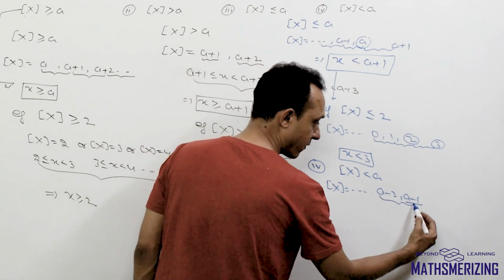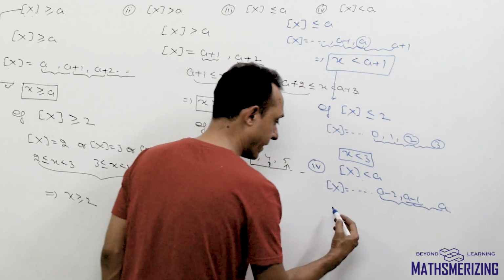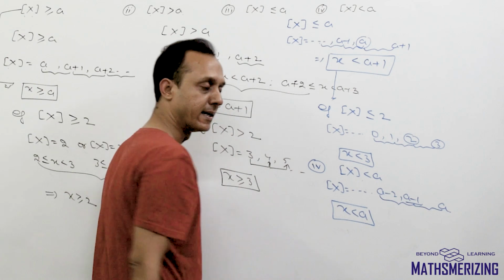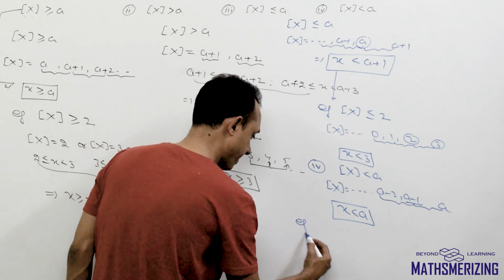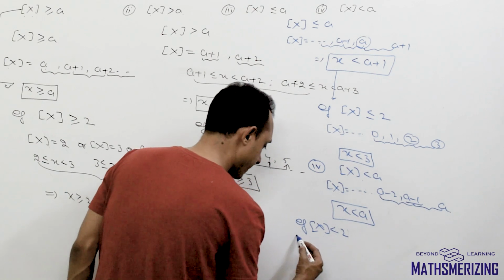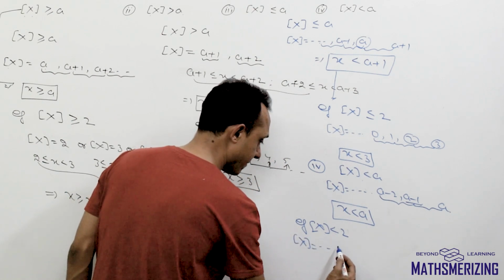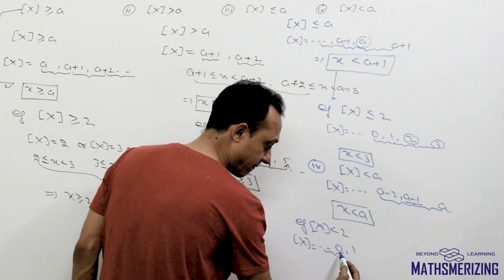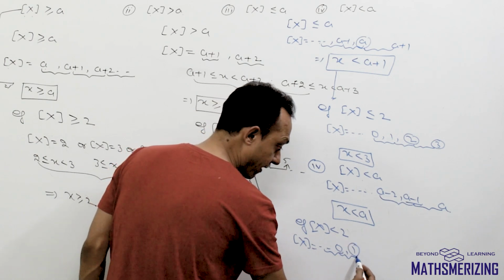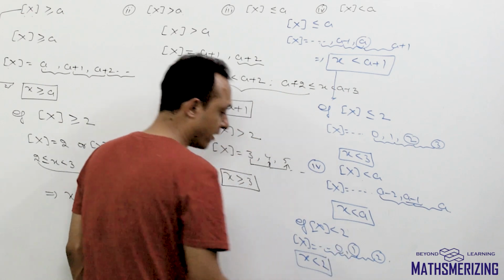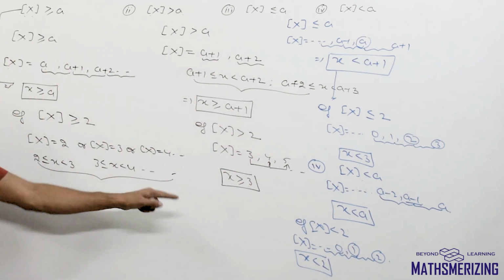It will be a minus 1 when it lies between a minus 1 and a. So from here I can simply say x is less than a. So if I say greatest integer function of x is less than 2, then the value of the greatest integer function can be 0, 1. It cannot take the value 2. It is 0 when it lies between 0 and 1. It will be 1 when it lies between 1 and 2. So from here, the answer I'll get is the value of x should be less than 2.